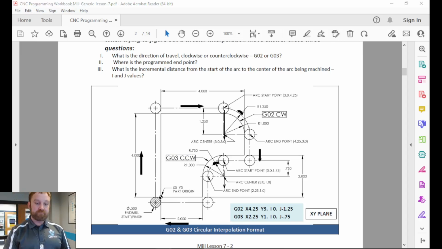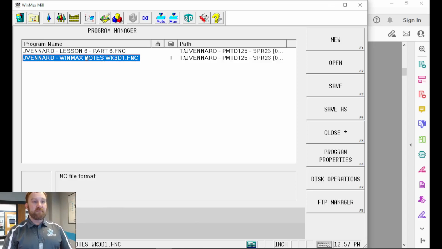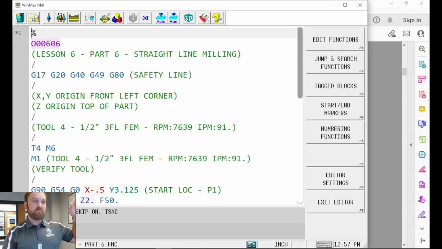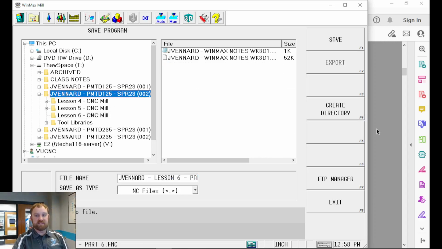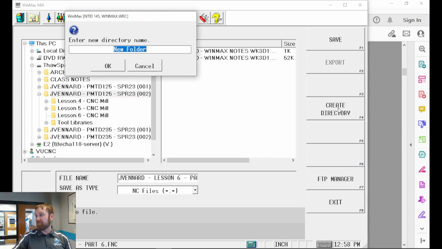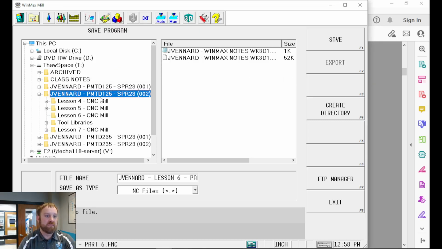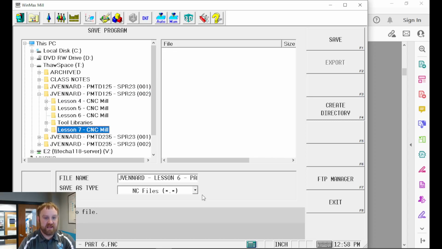All right, so I'm going to take my lesson 6 part. I'm going to do a save as. I'm going to create me a new lesson 7 library here, which you probably won't even have a lesson 7 folder unless you decide you want to go back and do this part. Lesson 7, CNC mill. And then inside that, I'm going to call it my lesson 7 example part. And I'll hit save.